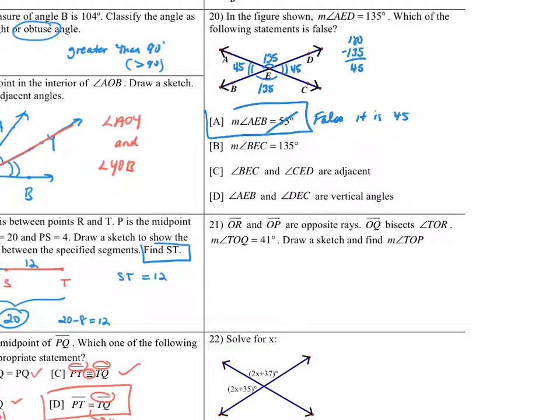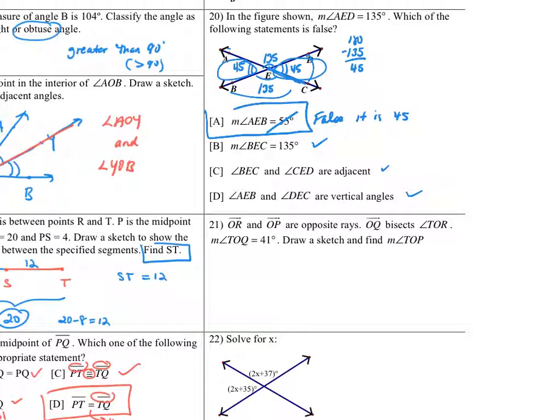Okay, let's just double check with all the other answers. The measure of angle BEC is 135. That's true. Angle BEC and angle CED are adjacent. That's true, because this is BEC, this is CED. They share this side and this vertex. And finally, AEB, this angle on the left, and DEC are vertical angles. That's also true. So A is the false answer.